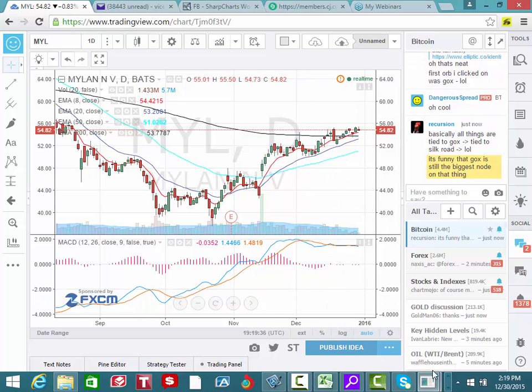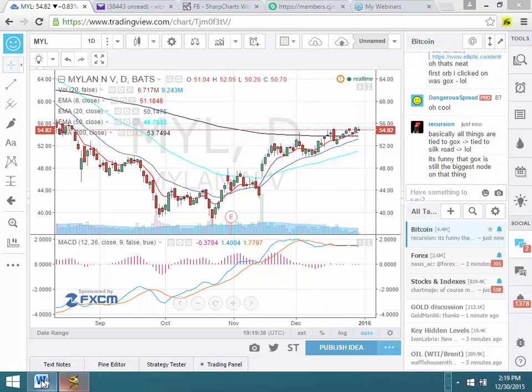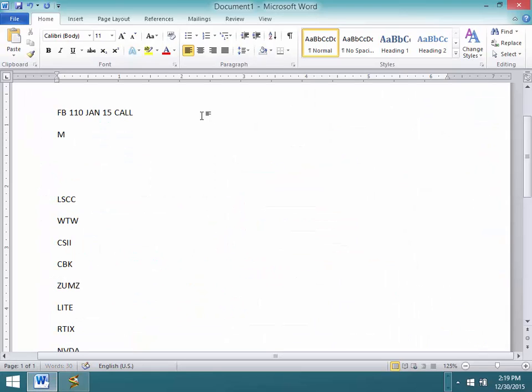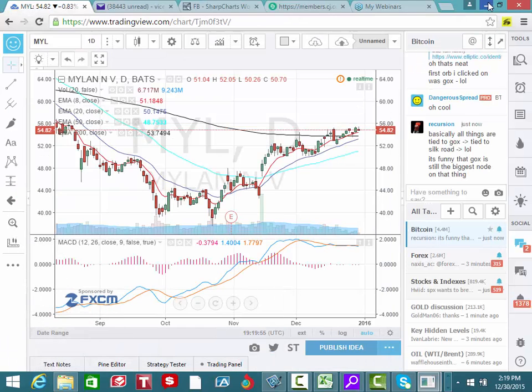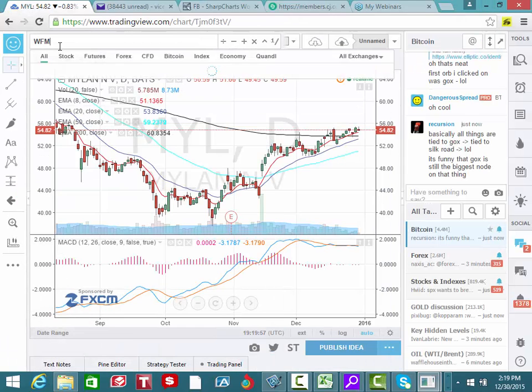So I like this one also as a swing trade. Okay, and we're going to do the 57.50 January 15 call. Okay, another trade, swing trade that I like.